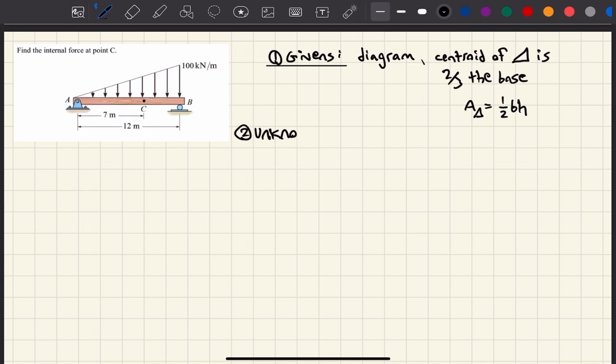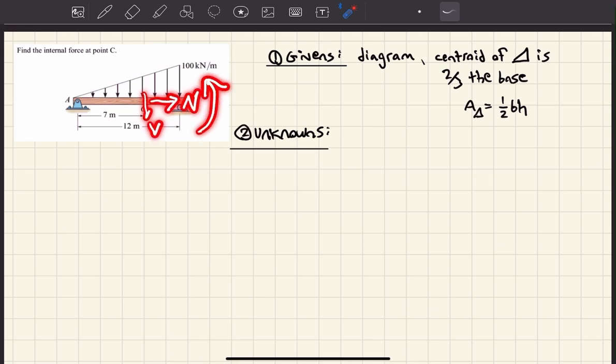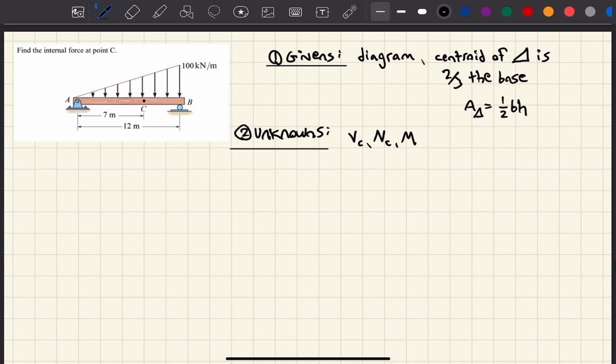Okay, we can move on to unknowns. What does the question want us to find? It wants us to find internal forces at point C. What does that mean? Since we're in 2 dimensions, we want to see the degrees of freedom at point C. We have 3. We have a shear force in the y direction, a normal force in the x direction, or a moment, in counterclockwise or clockwise direction. We'll check for all of those. So VC, NC, or MC.